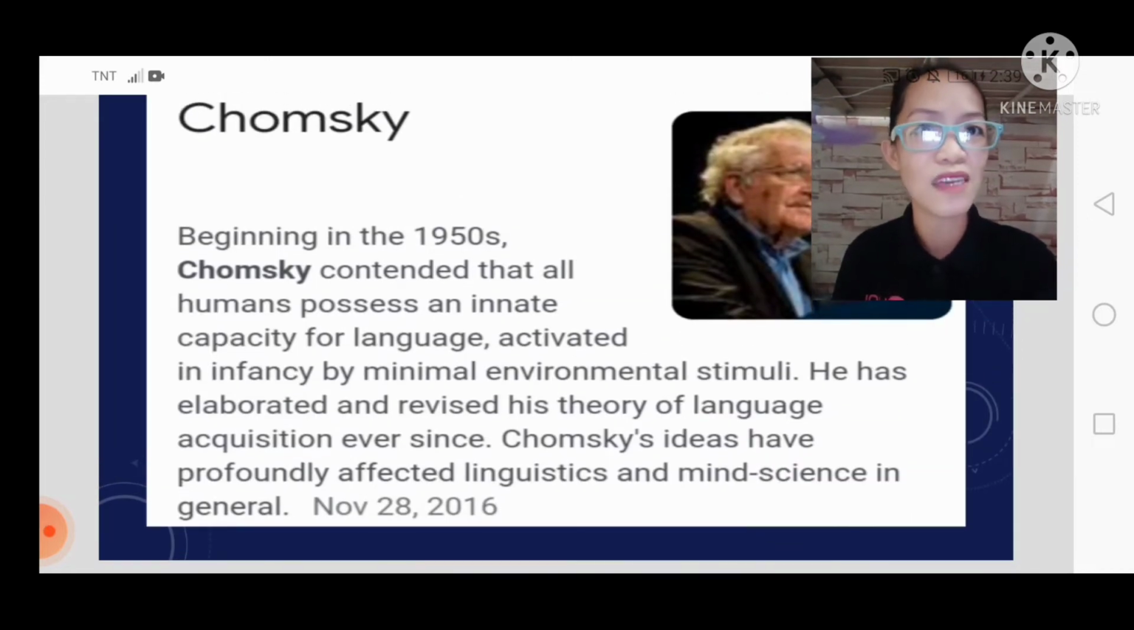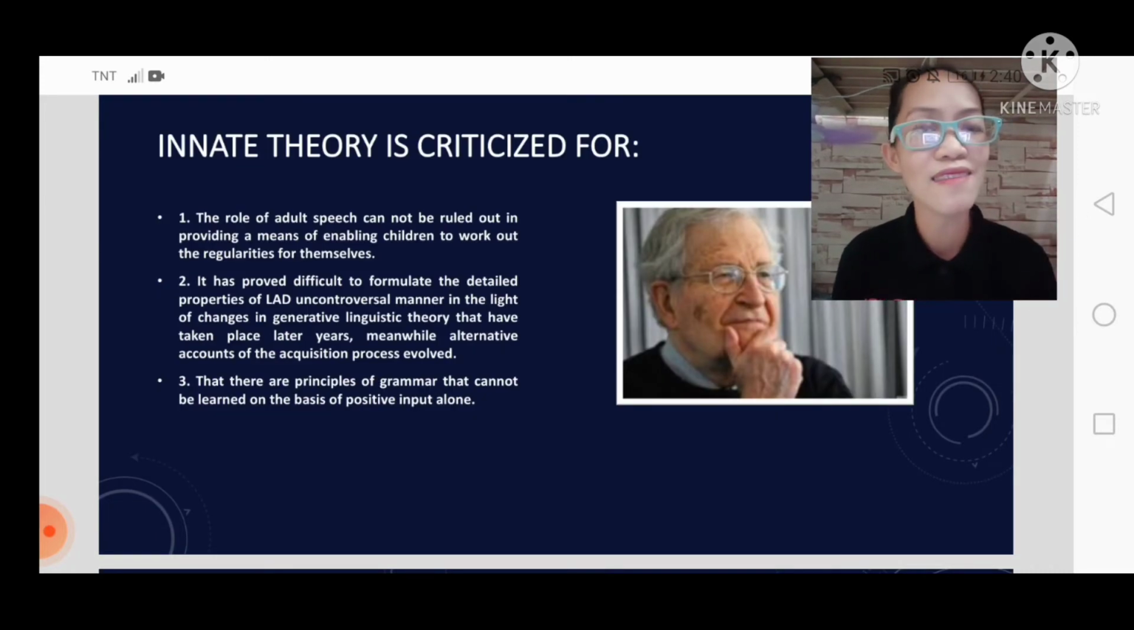So here, as you can see, in the late 1950s Chomsky contended that all humans possess an innate capacity for language, activated in infancy by minimal environmental stimuli. He has elaborated and revised this theory of language acquisition ever since. Chomsky's ideas have profoundly affected linguistics and mind science in general. When the theory of innateness was claimed by Noam Chomsky, some people criticized it.